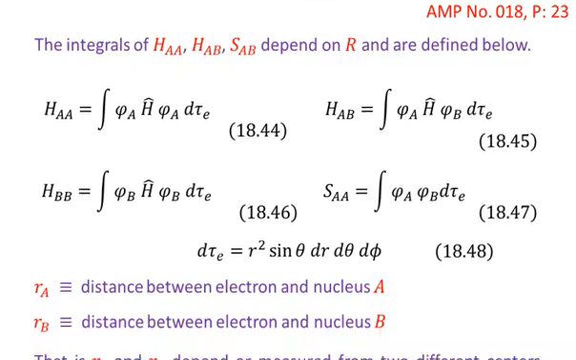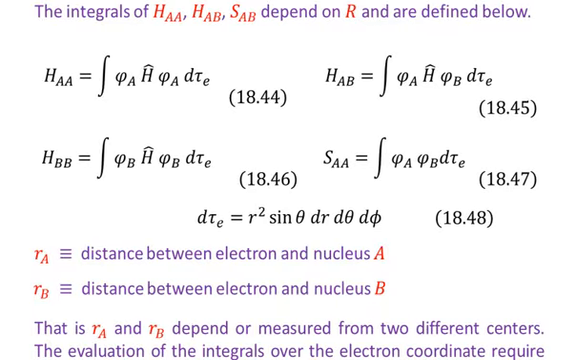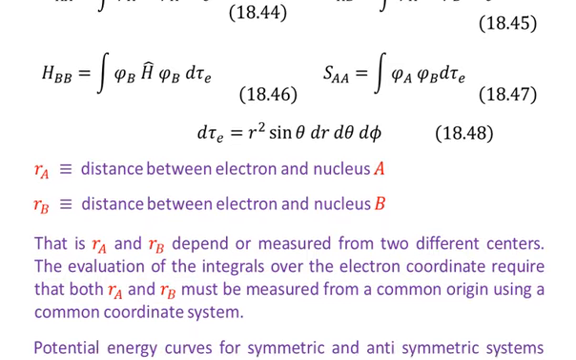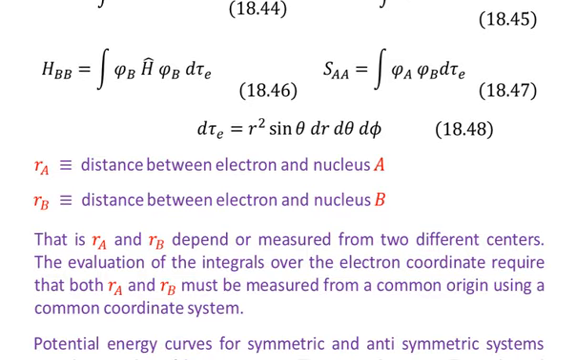And you know that RA is the distance between the electron and the nucleus A, and RB is the distance between the electron and the nucleus B. That is, RA and RB are measured from two different centers. RA is measured from the nucleus A, RB is measured from the nucleus B. So these two quantities are measured from different centers. The evaluation of these integrals over the electron coordinate requires that both RA and RB be measured from a common origin using a common coordinate system.